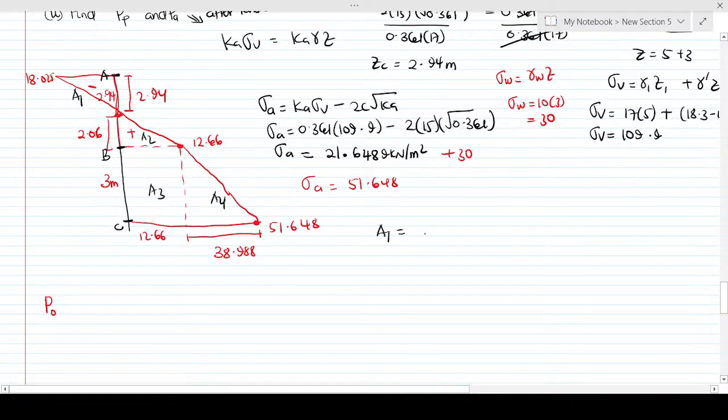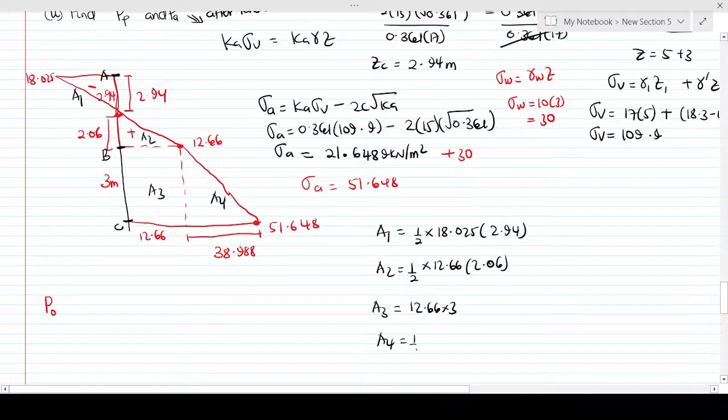A1 will be equal to a triangle, so that is 1 over 2, B is 18.025, height is 2.94, right? Then A2 is also a triangle, half B times height. B is 12.66, height is 2.06. Then A3 is a rectangle, the length times the width, that's 4.66 by 3. Then A4 is a triangle, half B times height, so half by B 58.988, height is 3. Let's see what we get.